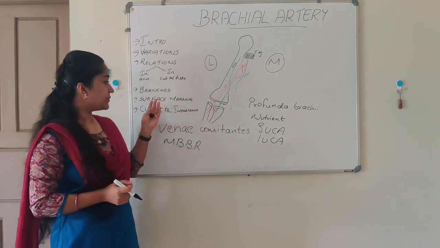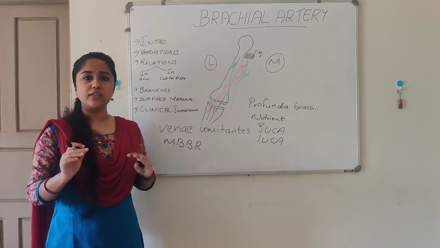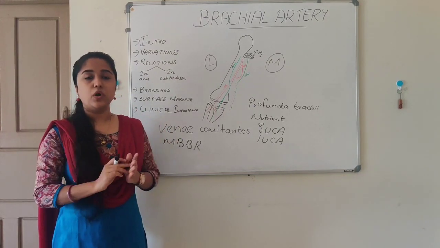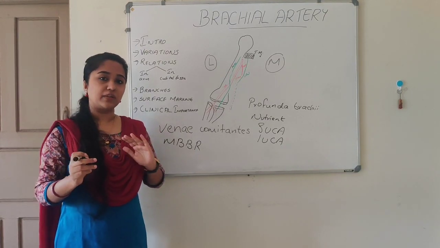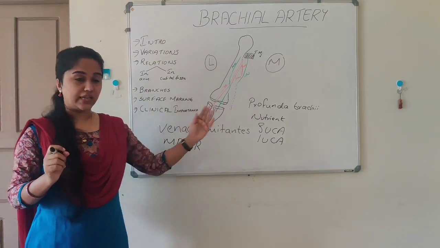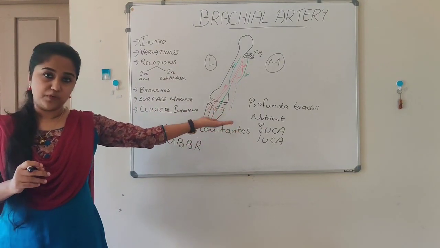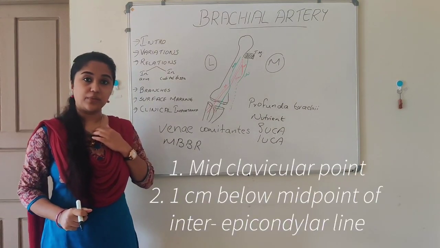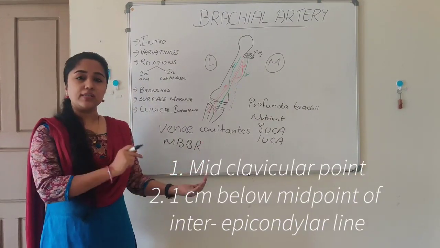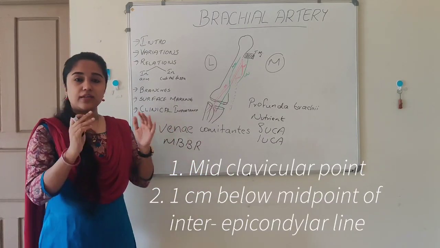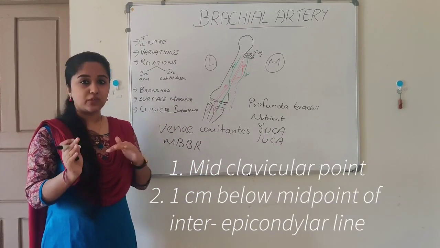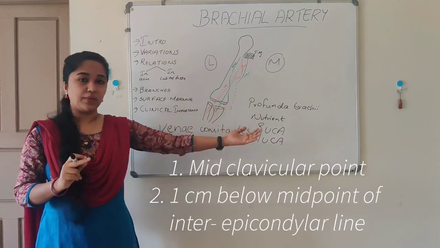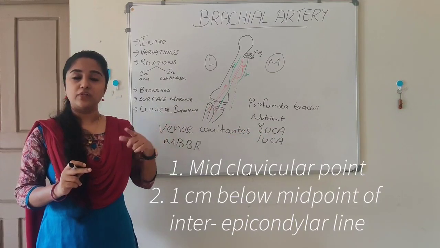Now we'll see the surface marking of the brachial artery. Whenever you are mentioning an artery, you have to know its surface marking. So how do we identify it? With the arm abducted to 90 degrees and the palm facing upwards, you can mark 2 points. The first point is the mid-clavicular point, and the second point is 1 centimeter below a line joining the two epicondyles.